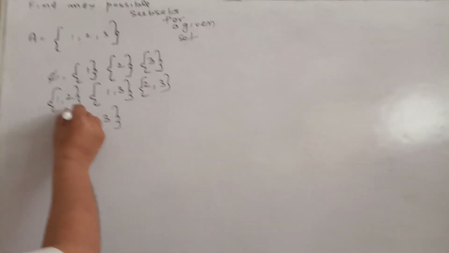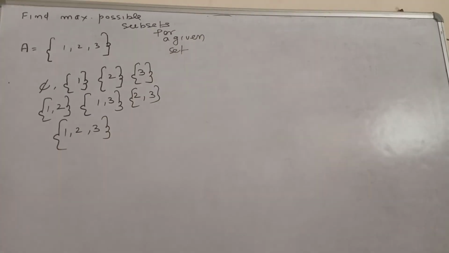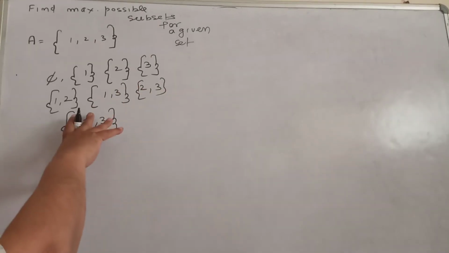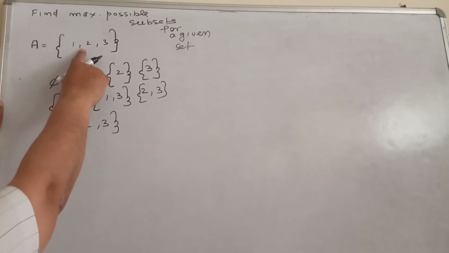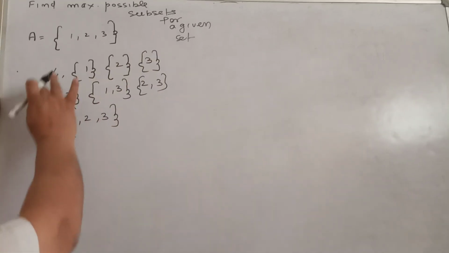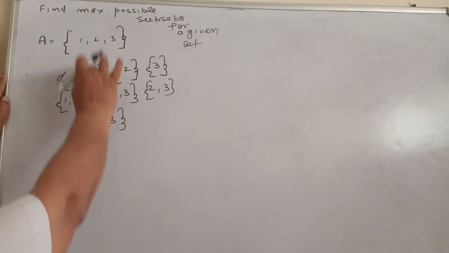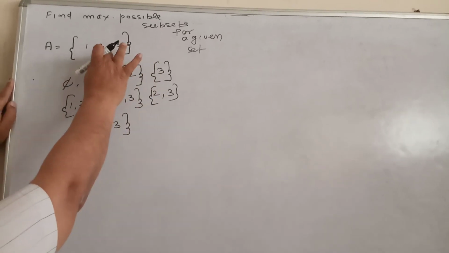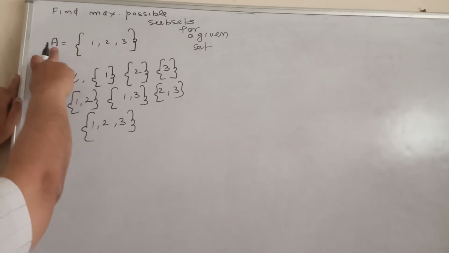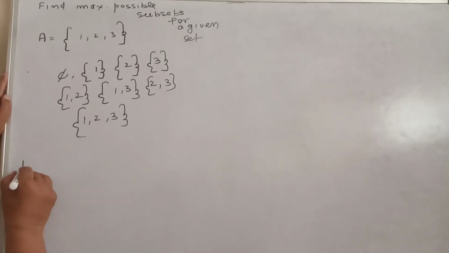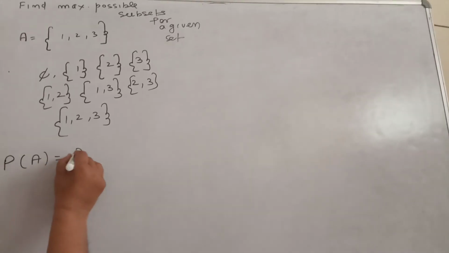So what I have explained in the properties of subsets, the same thing comes here. The null set is a subset of every set, a set is a subset of itself, and all these subsets which I have written here belong to this set. So these are all the subsets of this set. Now this A, we call it P(A), the power set of A.